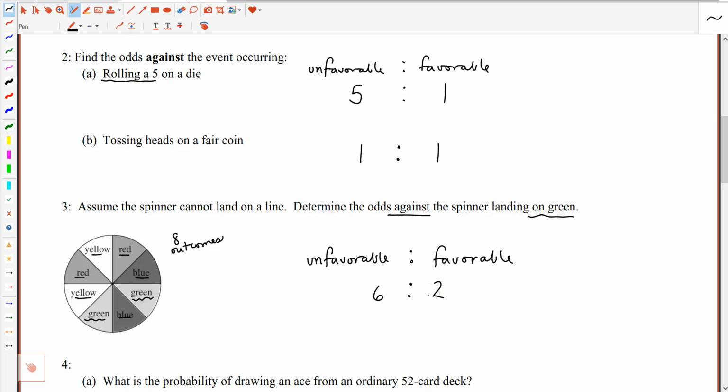And then we are actually going to simplify this much the same way we would simplify this if it had been a fraction. So 6 to 2 can be simplified to 3 to 1, because both of these numbers are divisible by 2. Okay, so this would be our final answer. The odds against the spinner landing on green would be 3 to 1.